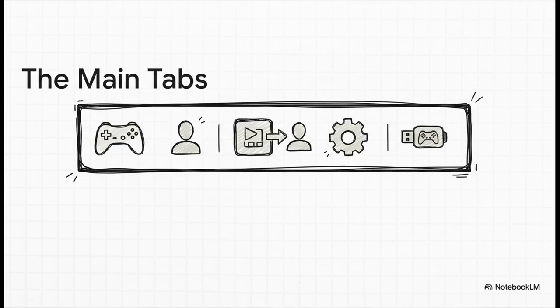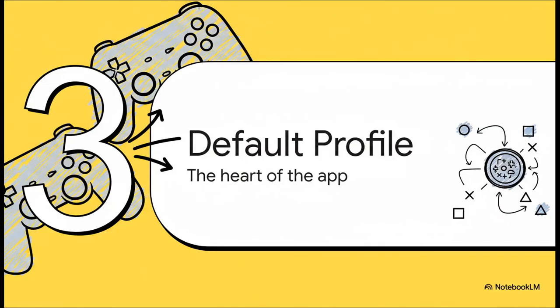Controllers is pretty self-explanatory. It shows what's plugged in. Profiles is where the magic happens, where you customize everything. Auto Profiles is cool. It lets you load specific settings automatically when you launch a certain game. Settings is for the overall program, and Output Slots, well, that one's about how the controller shows up to your PC. And trust me, we'll circle back to that one. It's really important.